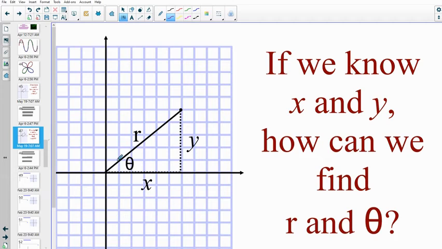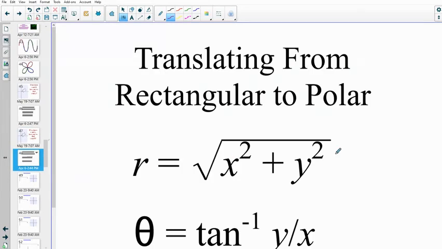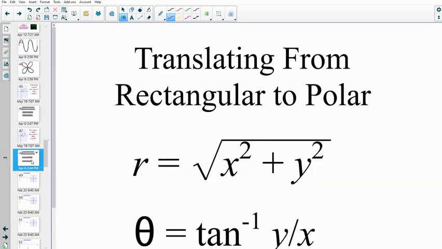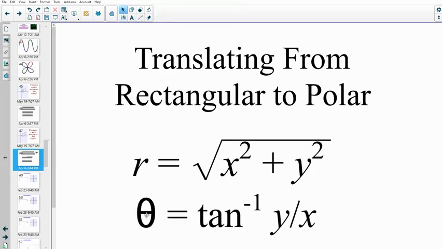So if I know what x and y are, of course, x squared plus y squared equals r squared. So we could say that r is the square root of x squared plus y squared. Looks familiar. And then if I know x and y, I could say tangent of theta equals y over x, which means theta is the inverse tangent of y over x.